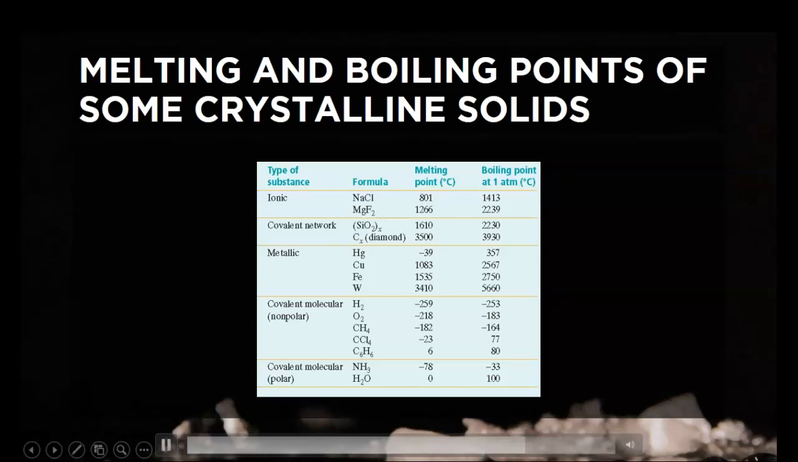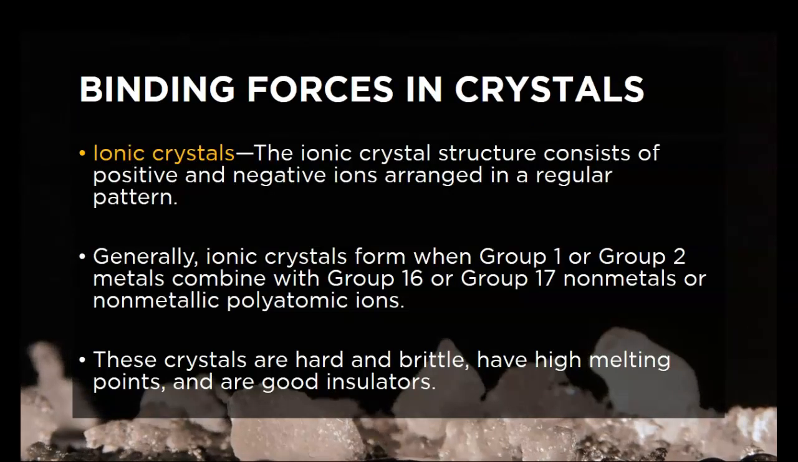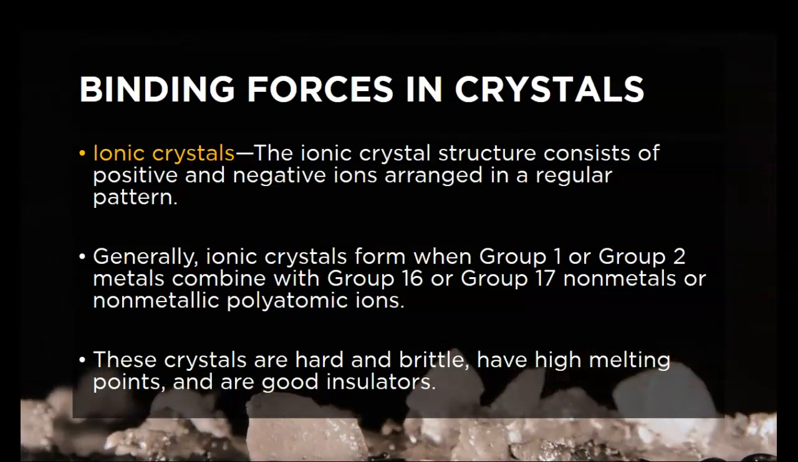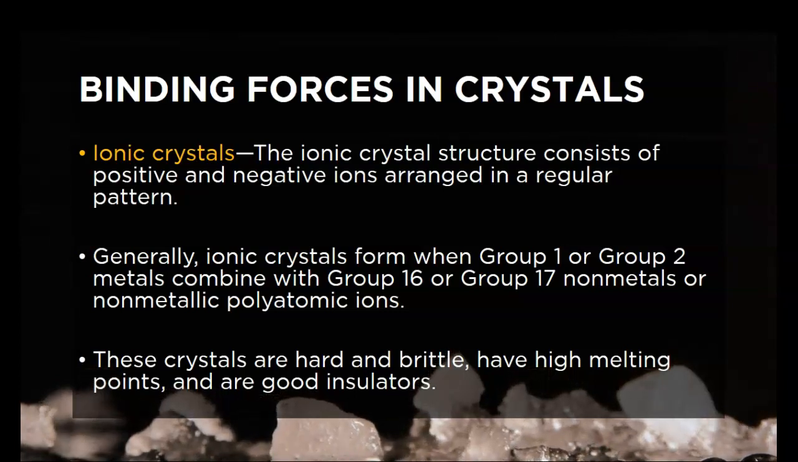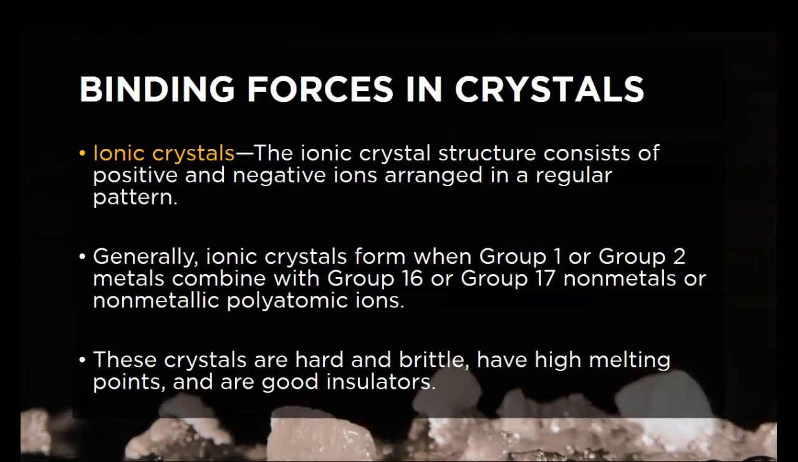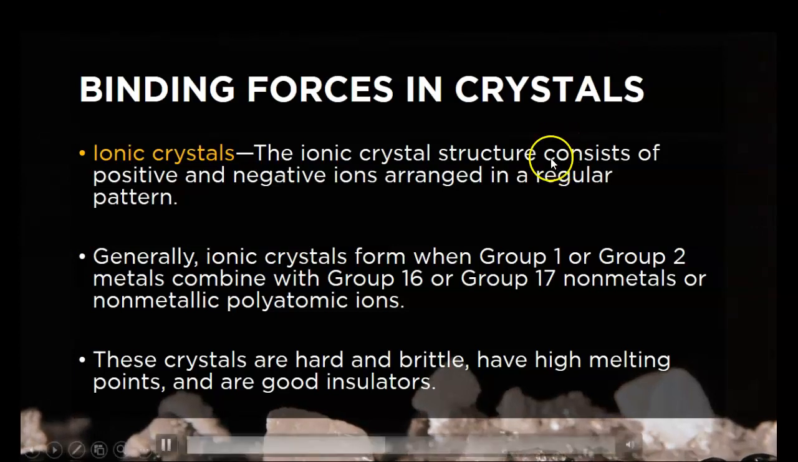So ionic crystals, we've talked about these back in chapter 7. We have positive and negative ions arranged in a regular pattern. Typically, ionic crystals form with something from the left side of the periodic table joining with something from the right side. So things like magnesium, calcium, sodium joining with fluorine, chlorine, even oxygen. And these crystals tend to be hard, brittle, with high melting points, and good insulators.